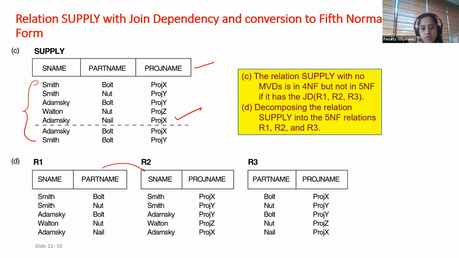When you join any two of these tables, see why they have given a dotted line. When you join R1 and R3, or any two, you will get all the three attributes. Join R1, R2, see supplier name, part name and project name, you will get the three. Join R1, R2, you will lose this. Actually, the rows below the dotted line, you will lose those rows if you join. You join these two, again you will lose this. Only when you join all three together will you get the complete rows.